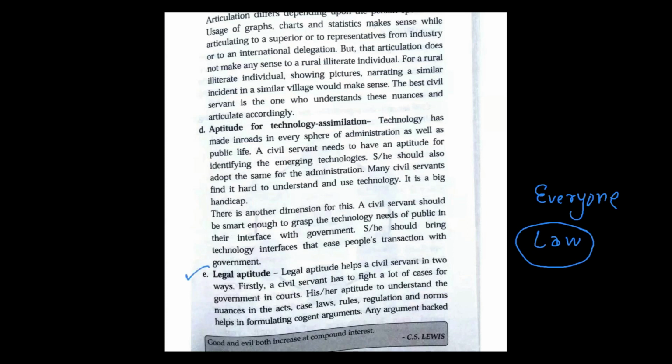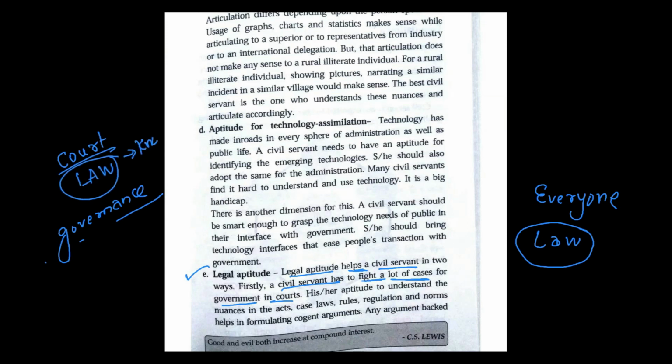Legal aptitude helps a civil servant in two ways. Firstly, a civil servant has to fight a lot of cases for the government in courts, because you are a part of the government. Or in more relevant terms, you are a part of governance. बहुत सारे cases आएंगे, आपका काम देखा जाएगा, whether you have done it or not. So you have to fight it in the court. Once court का word आ जाता है, the word law comes. You need to know the law. So to know the law, you need to have that aptitude. In ethics terms, we call it legal aptitude.